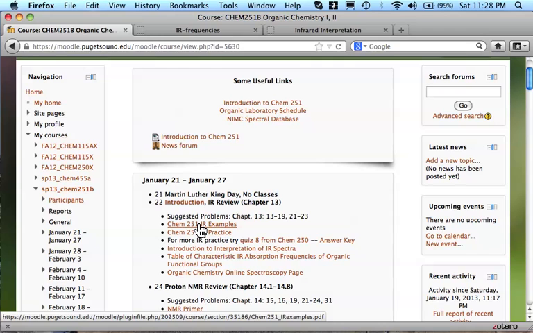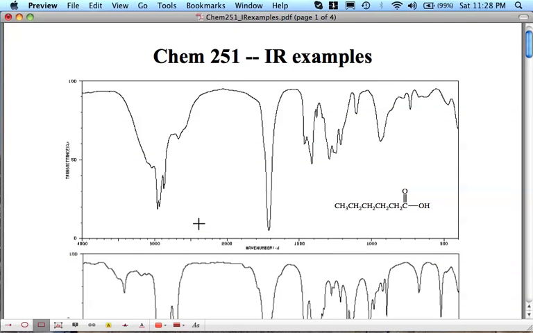Okay, I've already got this on another page, so here's our Chem 251 IR examples page. And to get started, I'm just going to review. I hope this is mostly review for you from last semester, but again, you might have gotten a little rusty over the break. So we'll start talking about some of the features of the IR spectrum that I expect you to be able to pick out and see.